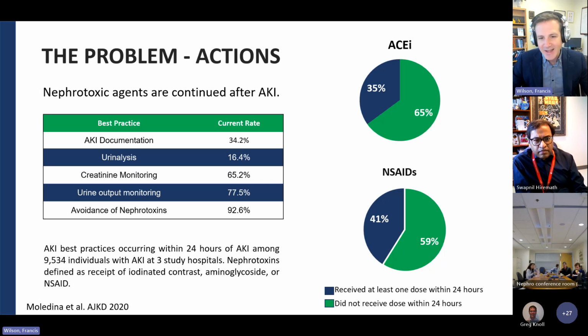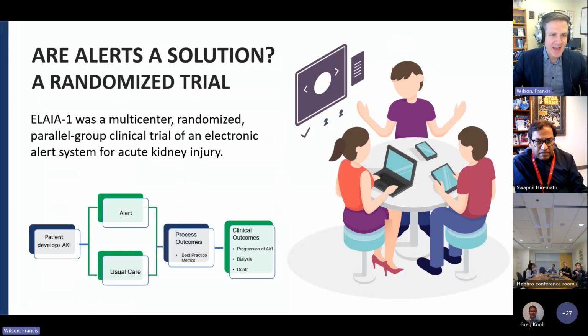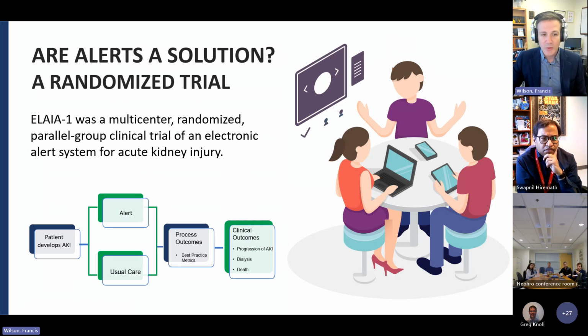So that was our first step to say, okay, we think this is getting missed. AKI is asymptomatic. It's not a tough diagnosis to make, but you've got to do a little bit of math in your head if you're looking at the change in creatinine. So it was a simple step to ask the question, maybe alerts would be a solution. But we do want to analyze these things rigorously, and the most rigorous form of analysis for us would be the randomized trial, which is how we developed ELIA-1. So we developed an automated alert system that would identify people with AKI, and then the system itself would randomize the patient to either an alert or a usual care arm.